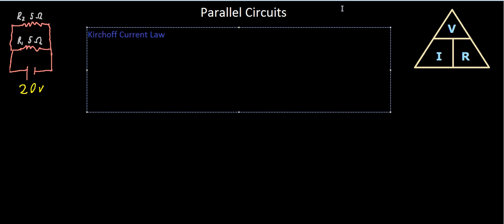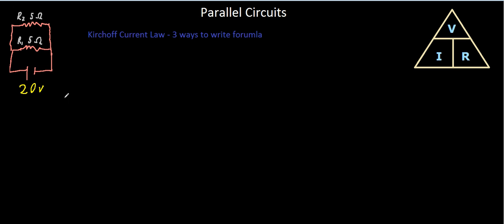And so I wanted to make a video sort of explaining the current law and the different ways to write the formula. In fact, there are actually 3 ways to write the formula. So let's talk about each one and what they mean. And the first way to write the formula is pretty self-explanatory, pretty easy. If we have a parallel circuit, we have multiple routes for electrons to take, we have multiple currents.